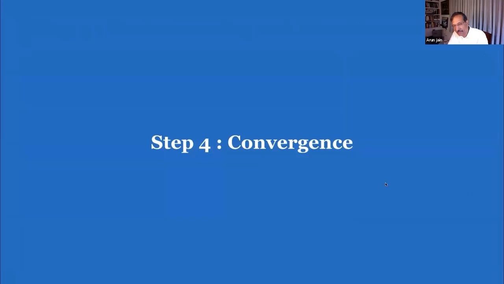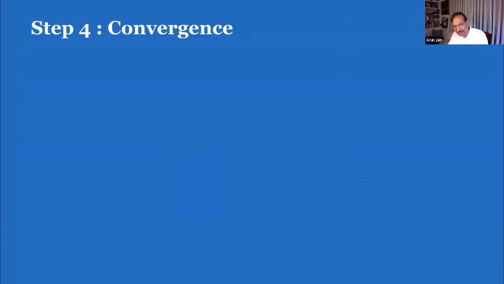Once I get a lot of ideas, then I need to pick up convergence. So first, step 3 was divergence. Step 4 is convergence. This is a time when we need to make decisions. Over here, we need to make decisions to bring out what is most relevant and how do we execute them.